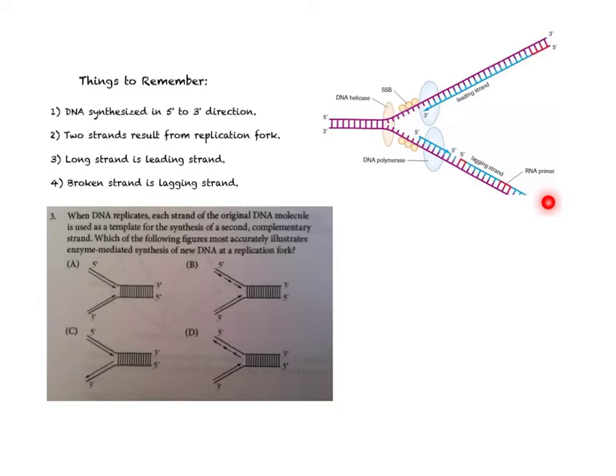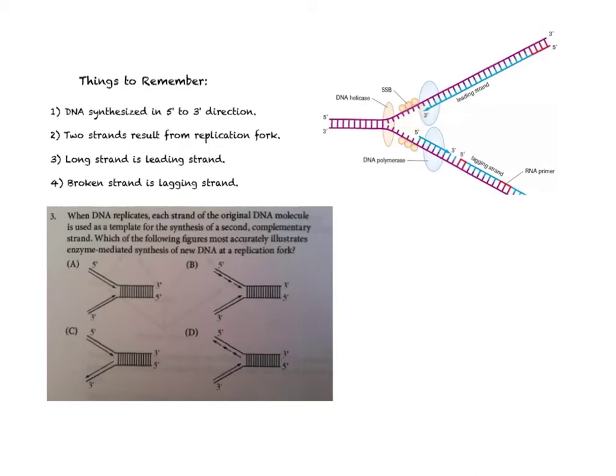The difference between the leading strand and the lagging strand is that the leading strand here is being synthesized anti-parallel in a continuous form. What that means is that the nucleotides are being added in a continuous fashion. It will continue to grow until synthesis stops.